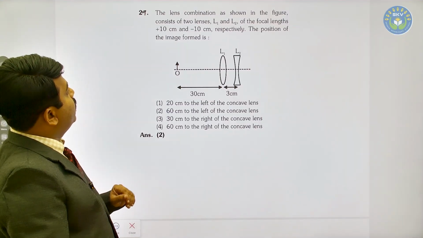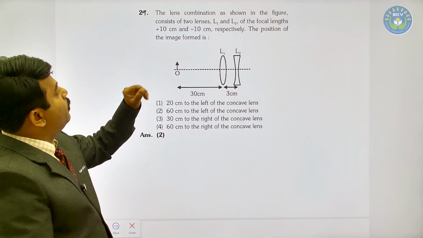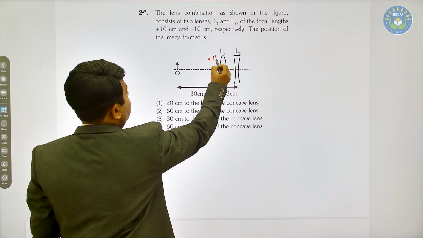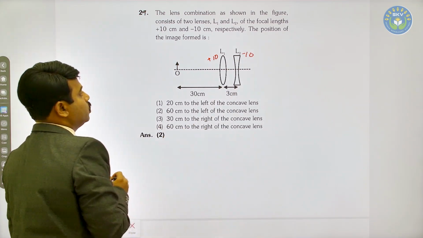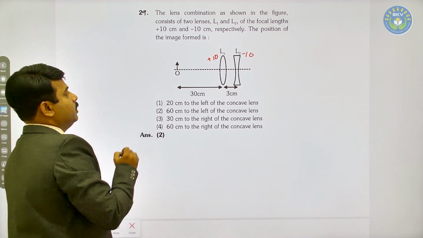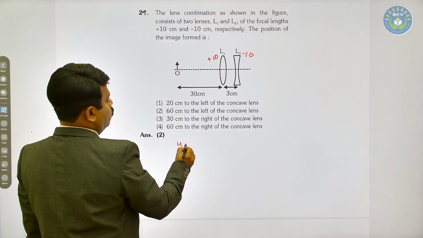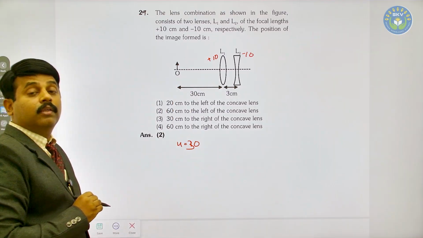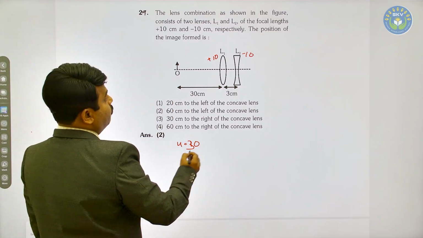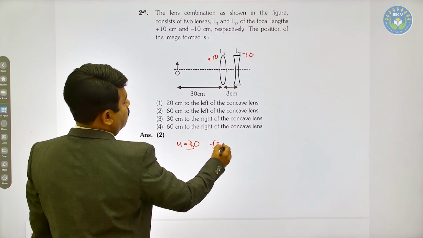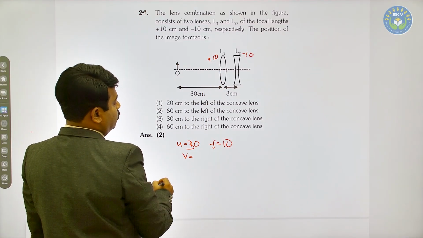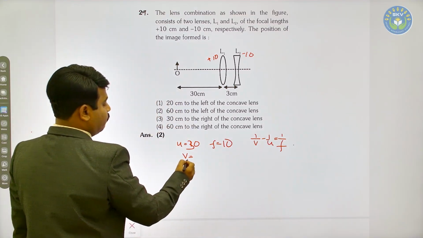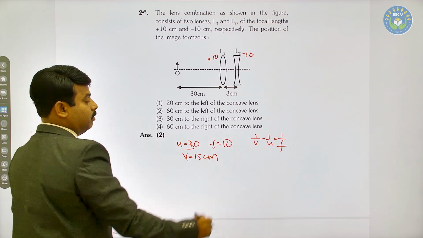The lens combination, question number 29. The lens combination as shown in the given figure. Focal length of the first lens is given as plus 10, and this is concave, that is minus 10. Position of the image. See, first you find u is equal to 30, because the first lens object is at 30 distance and focal length is given as 10. Find the image distance using 1/v minus 1/u equals 1/f. Then you get first v1 as 15 centimeter, right?